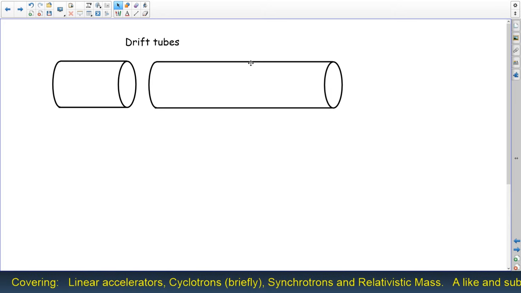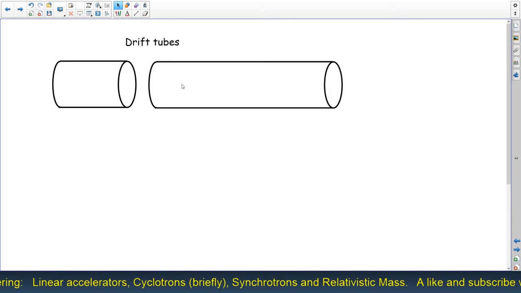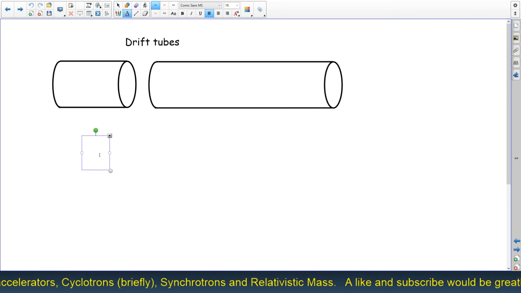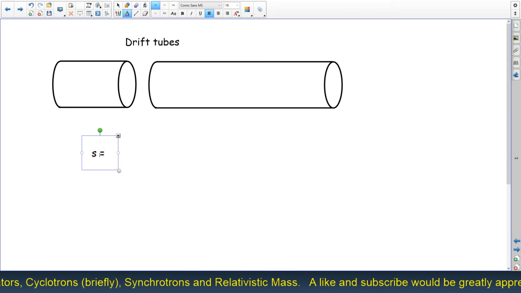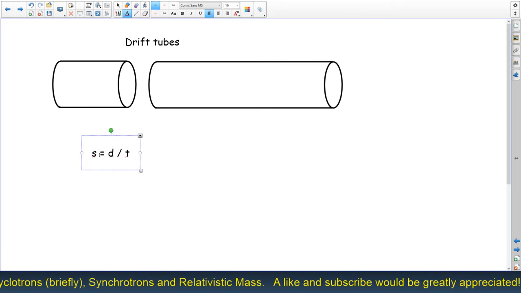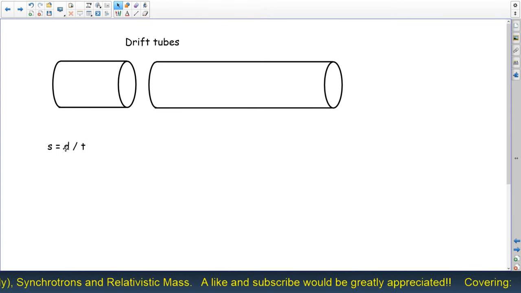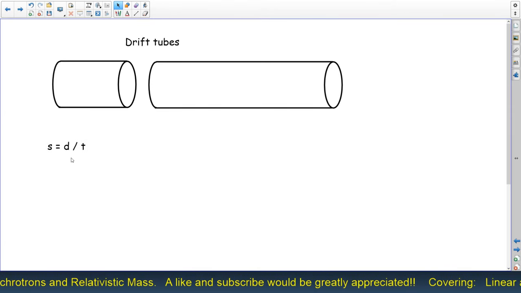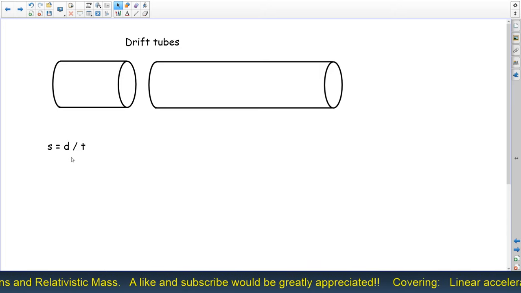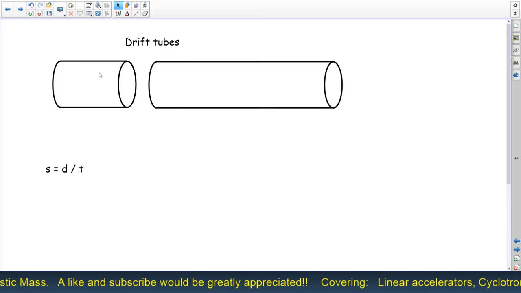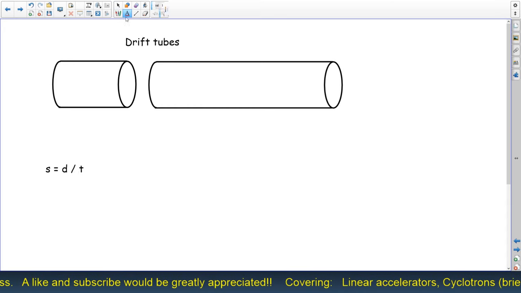Well, why would you do that? I just said we want to keep these as short as possible. But there is a very small problem. The small problem comes in the equation speed equals distance over time. This is like an equation we learned way back in probably first year when we arrived at secondary school. And it's come to haunt us here. Because the time here is the time it takes for me to change my AC supply.